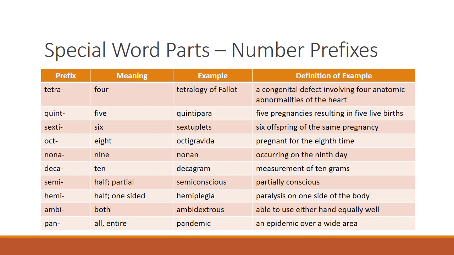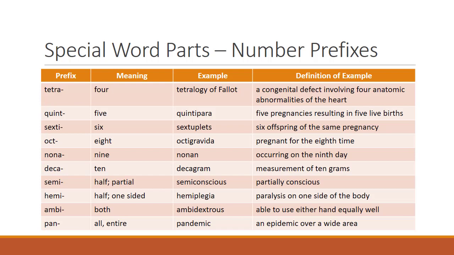Sext, meaning 6. An example of that would be sextuplets, and it would be 6 offspring of the same pregnancy. Oct, or OCT, meaning 8. An example would be octigravida, which would mean pregnant for the 8th time. The next term, nona, N-O-N-A, meaning 9. An example of that would be nonan, which means occurring on the 9th day.